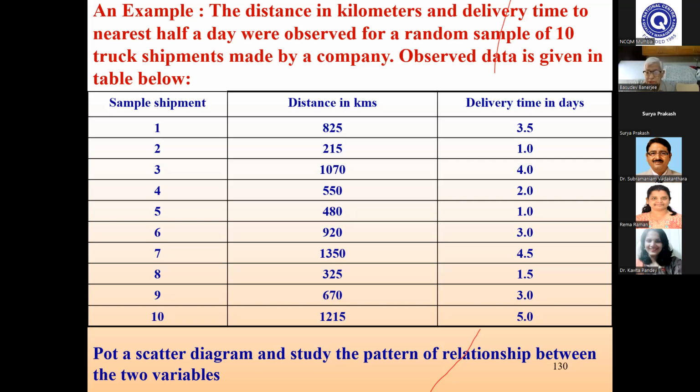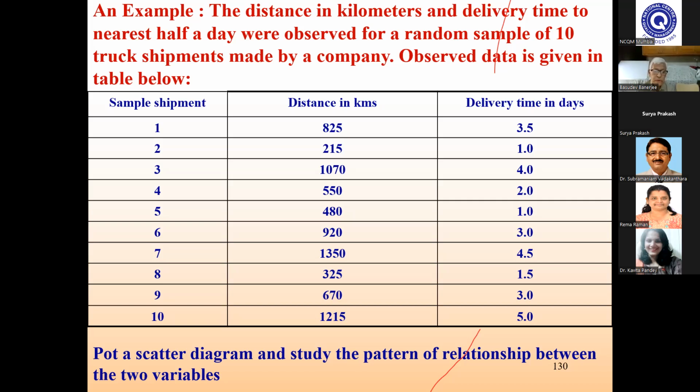Petrol consumption will depend on the mileage run. So mileage run will be the independent variable, and the dependent variable will be petrol consumption. Mileage run will be X, petrol consumption will be Y. Is it clear? Next, impurities in pig iron and lime used. Impurities in pig iron will be the independent variable and quantity of lime used will be the dependent variable. Here, distance in kilometers and delivery time in days, which will be the independent variable?